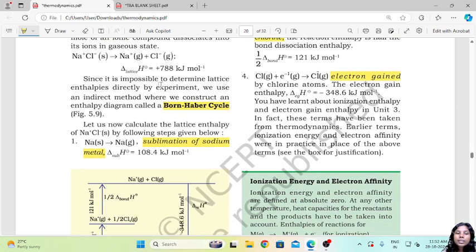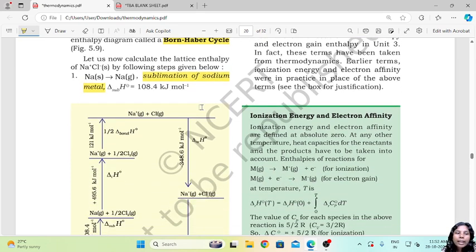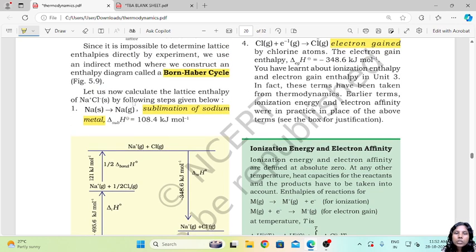Now since it is impossible to determine lattice enthalpies directly by any experiment, we use an indirect method, that is to construct something known as the Born-Haber cycle. Now let's look at what this Born-Haber cycle is. In this we have a series of steps which yield a series of enthalpies.